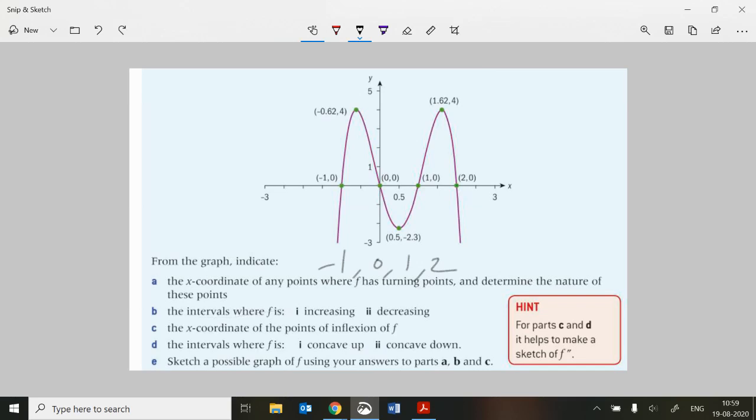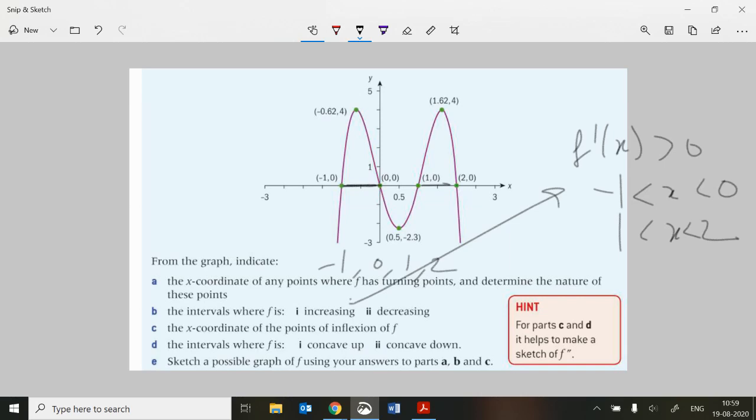Okay, so then it says after that, of course, the intervals for where f is increasing. Well, we've essentially just done that. Where is f increasing? Well, f is increasing when the gradient is positive. That's when f dash of x is greater than 0. So that's between these two and between these two here. So that's between -1 and 0, and between 1 and 2. Okay, so there's where it's increasing.